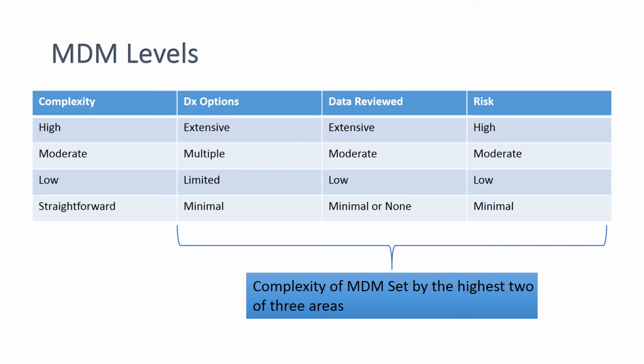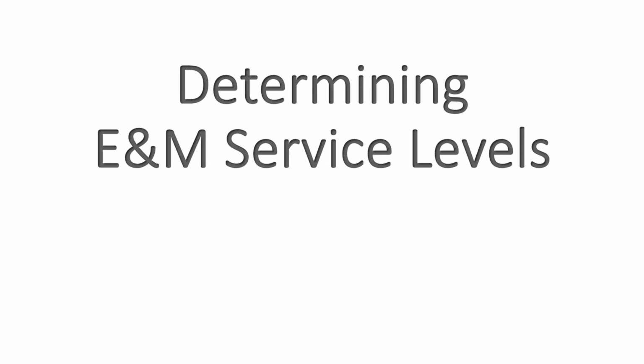So remember, with your medical decision-making, it's set by the highest two of the three areas. I would encourage you to consider always selecting the risk involved to your patients as one of those areas that you take the time to document clearly. So now with this information, we can move on to how you determine E&M service levels.